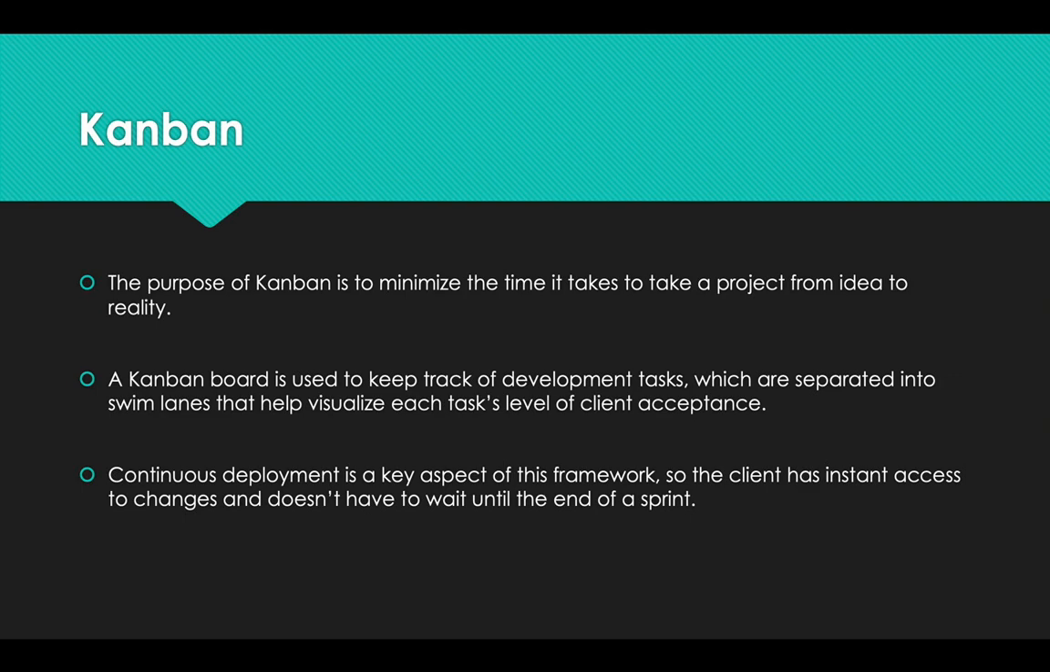So continuous deployment is also a key aspect of this framework, and the real reason is because if you don't have continuous deployment, then your client can't actually see the stuff that you are working on, and so the time it takes to deploy the code becomes the bottleneck. It becomes the amount of time you have to wait for the client to actually accept the next round of changes. So continuous deployment is a thing that we're going to talk about a little bit later in the class when we talk about application life cycle management.